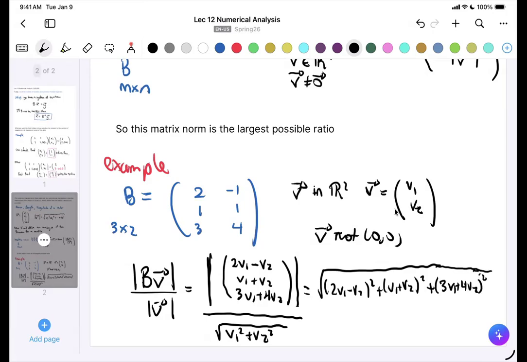I'll write some problems about this matrix norm so that you can take a look at them over the spring break, because there are some interesting things here that you can study.